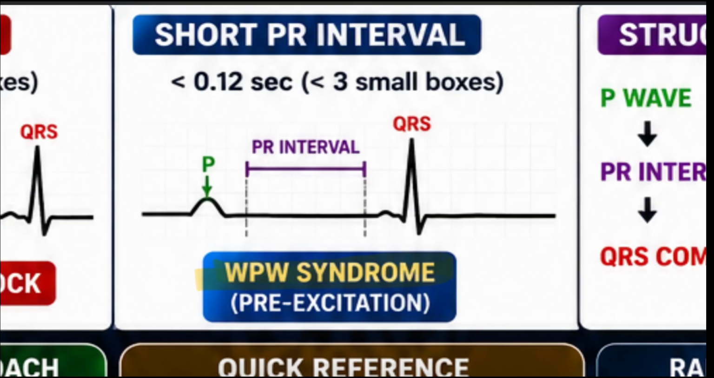The ECG findings in WPW are a short PR interval, a wide QRS and a delta wave. This is the main high yield multiple choice question the doctor can ask in exams. Short PR interval, and along with that if you are seeing any delta wave like this, then you have to suspect the patient has WPW syndrome.